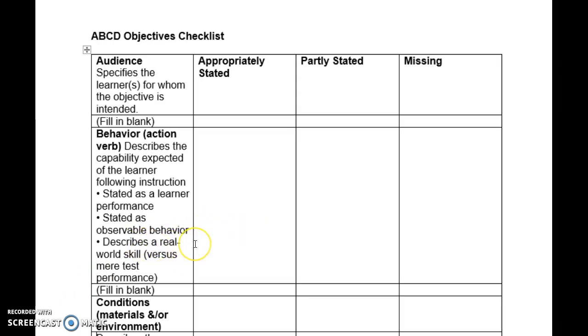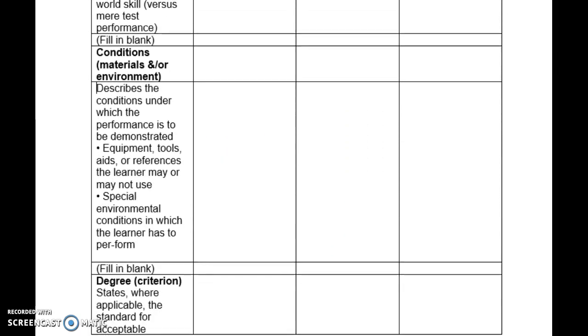Does it describe a real-world skill versus a mere test of performance? If you're having them just describe or define the 5 steps of the scientific method, that's not a real-world skill. Now, if you give a real-world scenario about it, and we'll look at an example here in a minute, then you are going to be in this section rather than the partly or the missing. So if you keep going down, you find the C, that's the conditions, the materials, and or the environment.